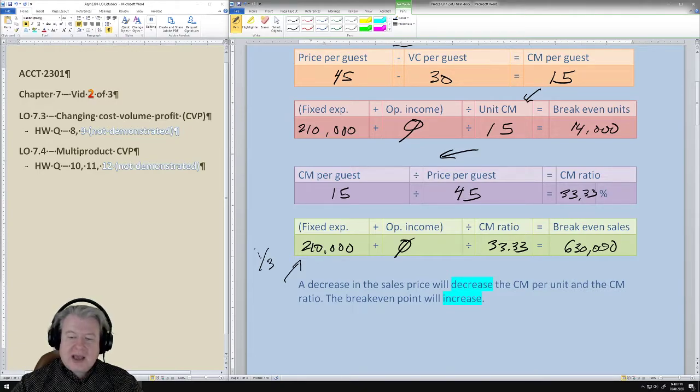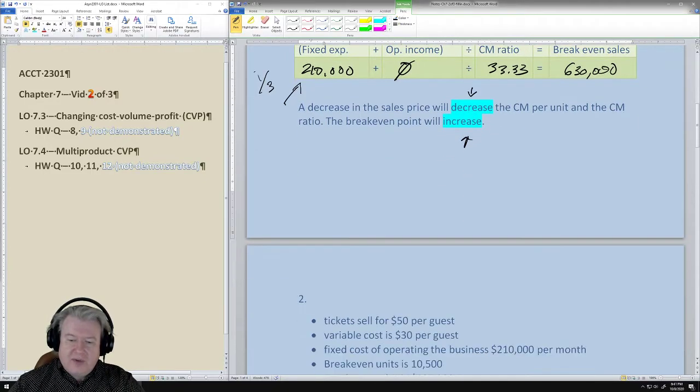Okay, so it does have a couple of questions. A decrease in the sales price will decrease the contribution margin per unit. Yes, we can see that. It goes from 20 to 15. And the contribution margin ratio, yes. The break-even point will increase. Well, it will. And this is all dependent, and this is why we would consider this a what-if scenario. What if we did this? What else would have to happen? So let's look at a slightly different what-if scenario.